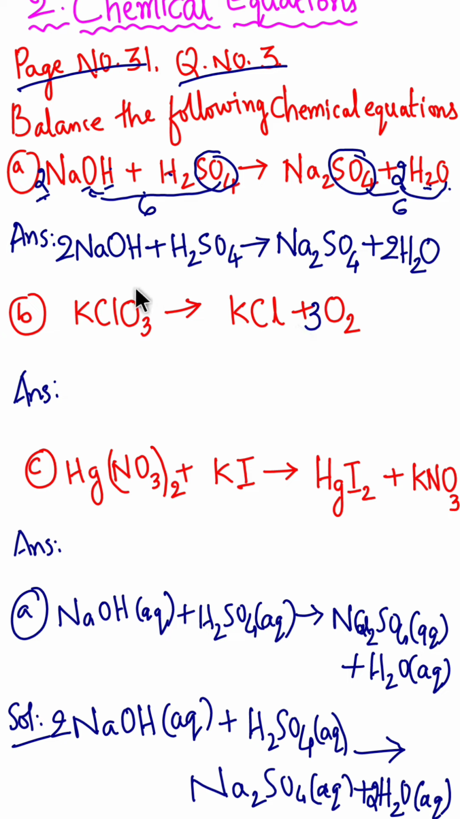So we have to make this 6. To make this 6, what I will write here? Yes, 2, because 2 times 3 is 6 O's. O's are balanced. But what about K and Cl? Yes, let us see. 2 KCl.